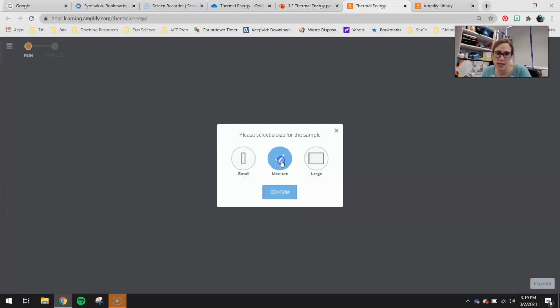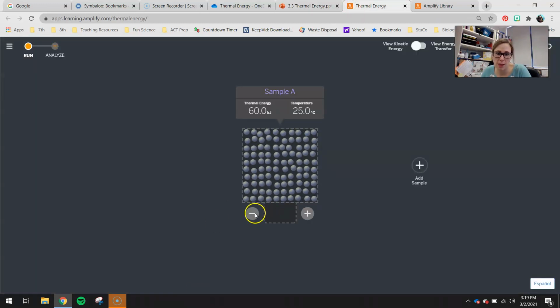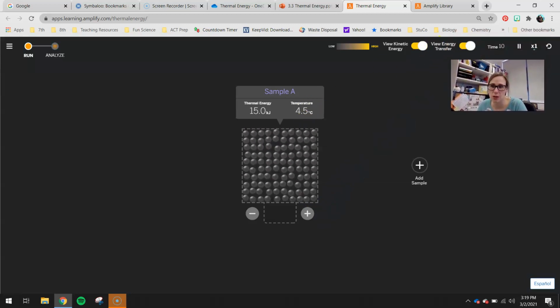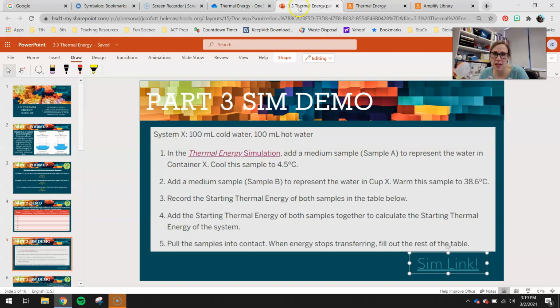So I'm going to go ahead, medium sample. I'm going to confirm that. I'm going to cool it down to 4.5 degrees Celsius. I want to see my kinetic energy as well because that kind of helps me, and I also want to see my energy transfers.